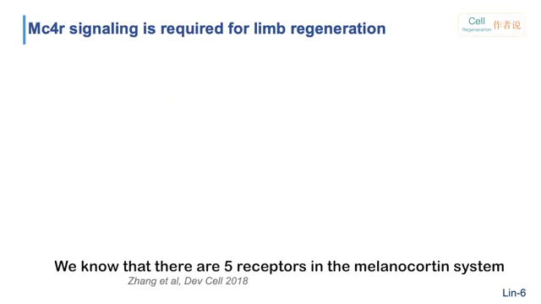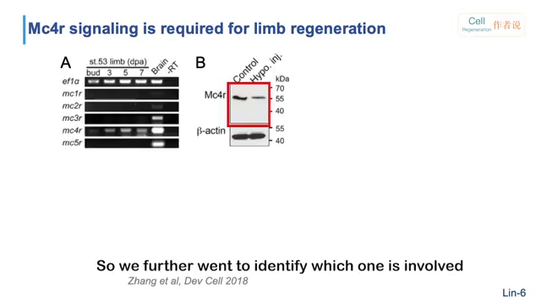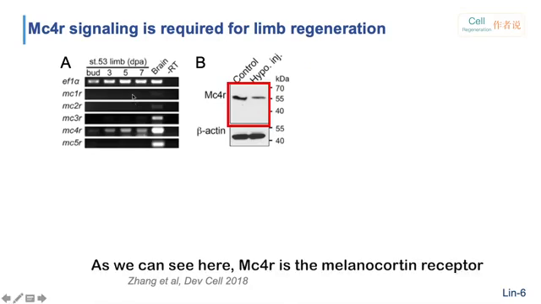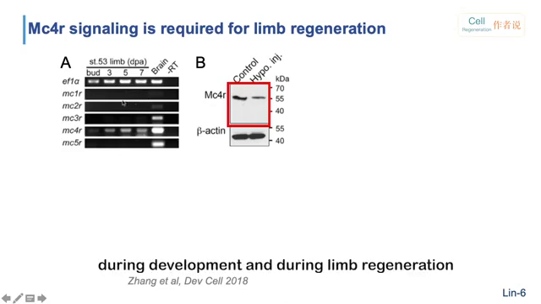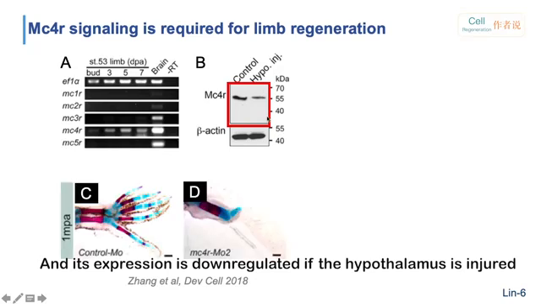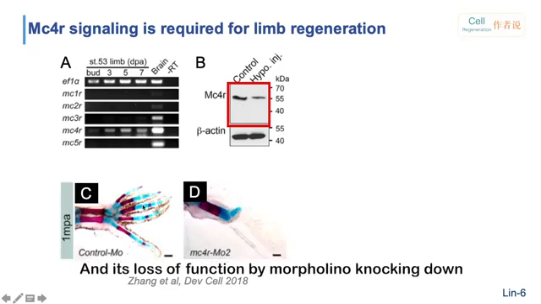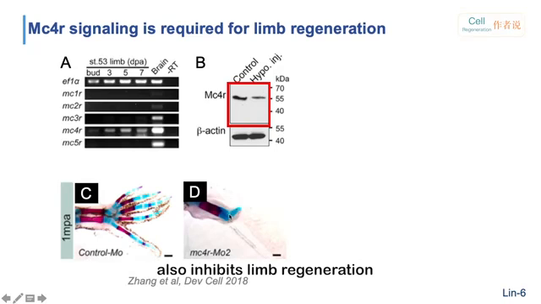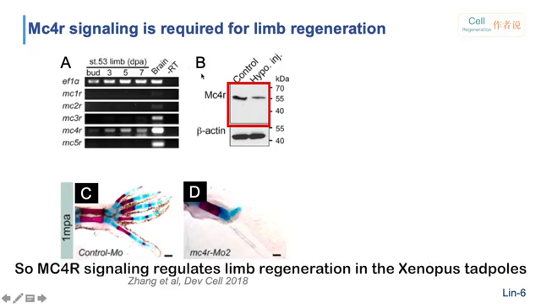So we know there are 5 receptors in the melanocortin system. So we further went to identify which one is involved. As we can see here, MC4R is the melanocortin receptor that functions in the limb during development and during limb regeneration, and its expression is downregulated if the hypothalamus is injured. And its loss of function by morpholino knockdown also inhibits limb regeneration. So MC4R signaling regulates limb regeneration in the Xenopus tadpole.